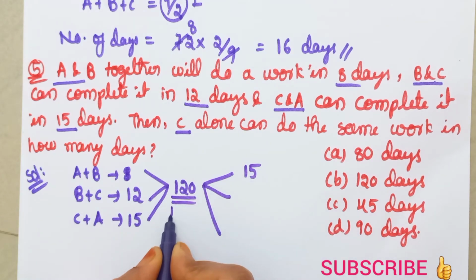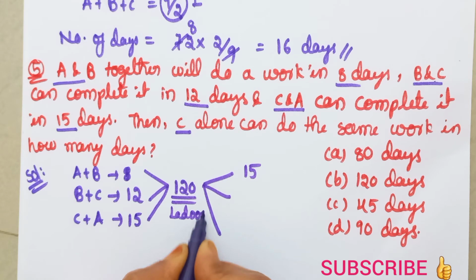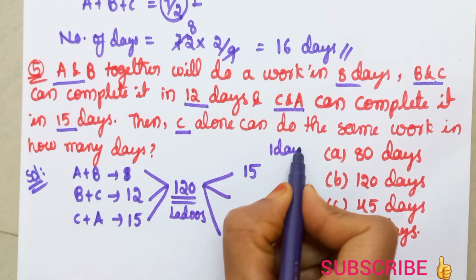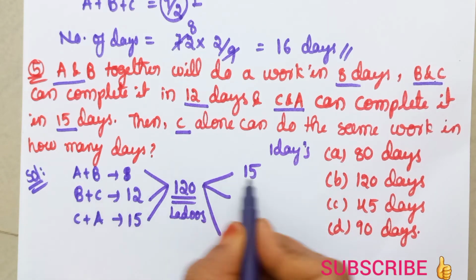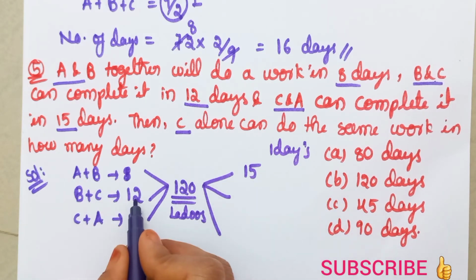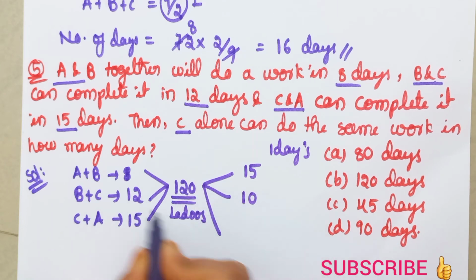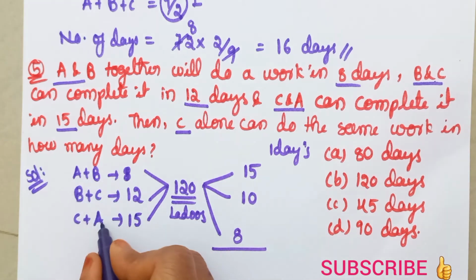That is, let us say these are the total number of laddus that A, B, C can make in total. So 1 day's work is nothing but 15. 1 day's A plus B's work is nothing but 15. Similarly, 12 into 10 is nothing but 120. Similarly, 15 into 8 is nothing but 120. So these are the 1 day's work of A plus B, B plus C and C plus A.